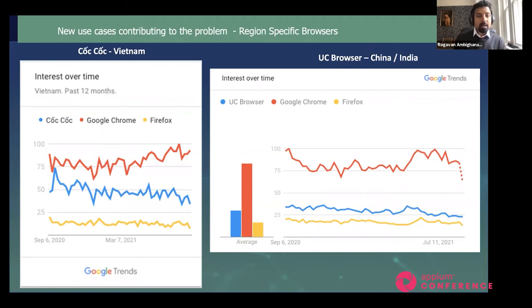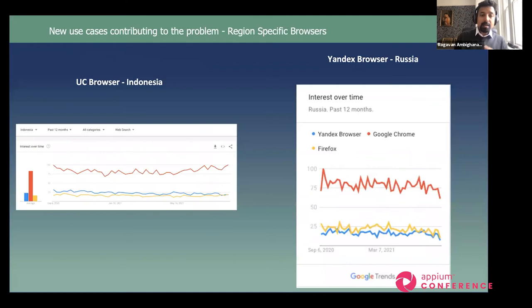So which means, for example, in Vietnam, there's the Coc Coc browser. It's still based on Chromium, but it's a customized browser. UC Browser in China and India, you can see the usage. UC Browser in Indonesia, Yandex browser in Russia, you can see the trend is close to Firefox. Even though they are based on Chromium, I always follow this approach: create a pattern and follow the pattern. That might take you to something, and this might predict what's going to be in the future.